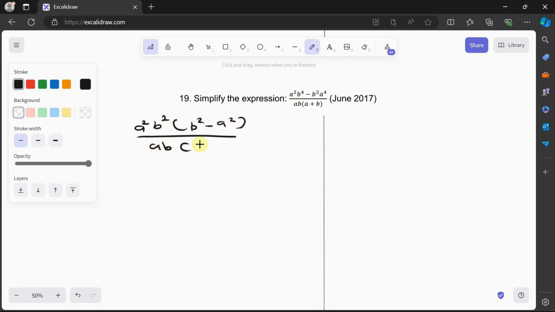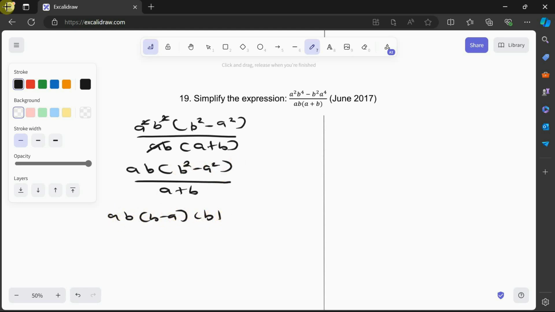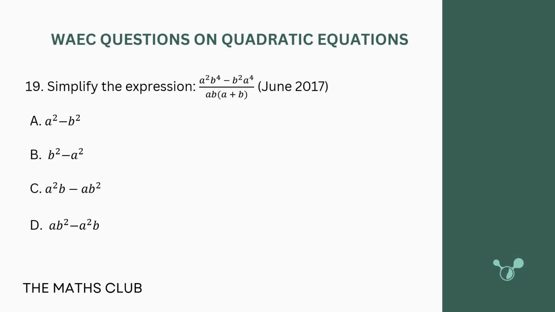All over ab open brackets a plus b. So let me just simplify. This one can go, this will go, so I'll be left with ab open brackets b squared minus a squared all over a plus b. Right, this is a difference of squares, I could say ab, b minus a, b plus a all over a plus b, and b plus a and a plus b is the same, so this can cancel this. So I'll be left with ab open brackets b minus a. In case they don't put it like this, they could have put it as ab squared minus a squared b. That is if they opened up the brackets. So that would be option D.